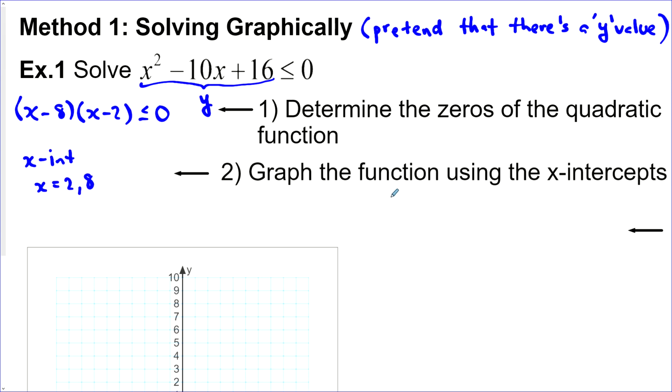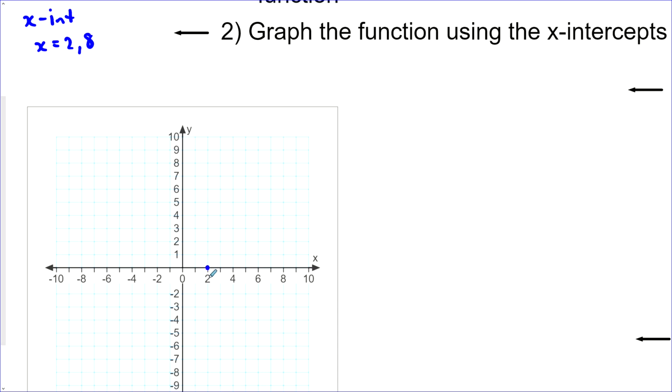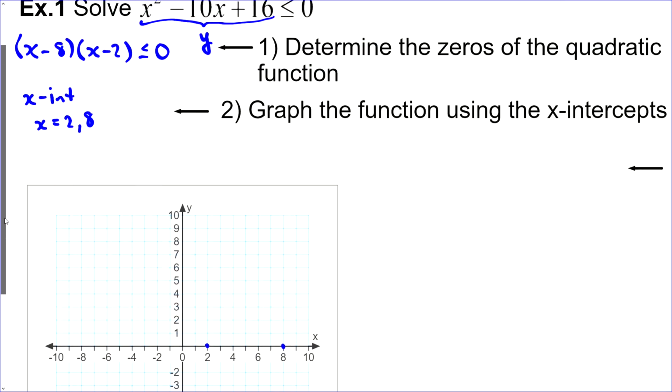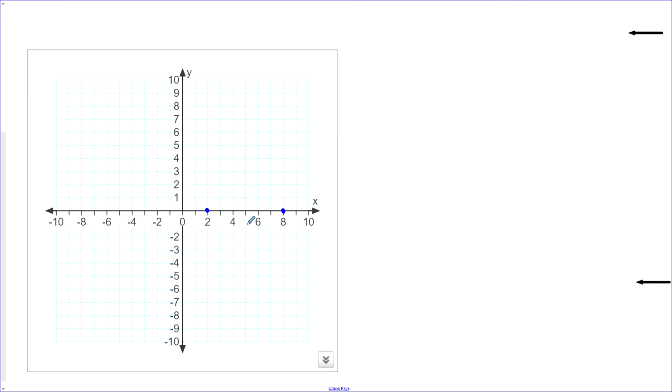We want to graph this function using those x-intercepts. So 2 and 8. Let's mark those here and here. It might be a good idea just this time for practice. Let's find the vertex. The vertex will be halfway in between. That'll be at 5. And so if x equals 5, then this is -3 and this is 3, so negative 3 times 3 is negative 9. So vertex is at 5, negative 9.